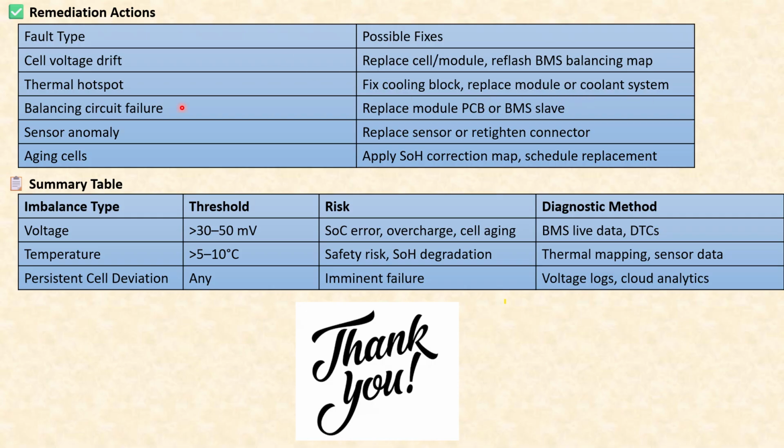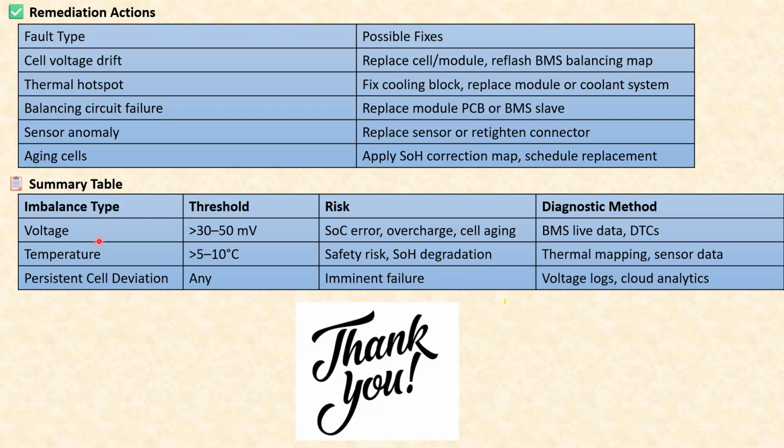For balancing circuit failure, you replace the module PCB, printed circuit board, or the BMS slave. For sensor anomaly, you replace the sensor or retighten the connector. And talking about aging cells, apply the SOH correction map and schedule replacement. So these are the various fault types and the various remedial actions.